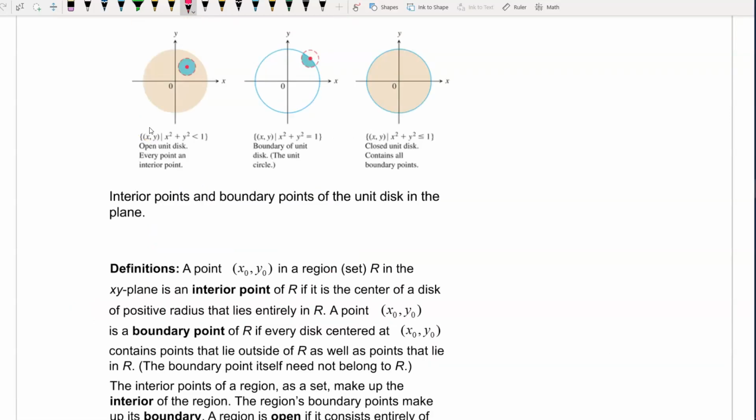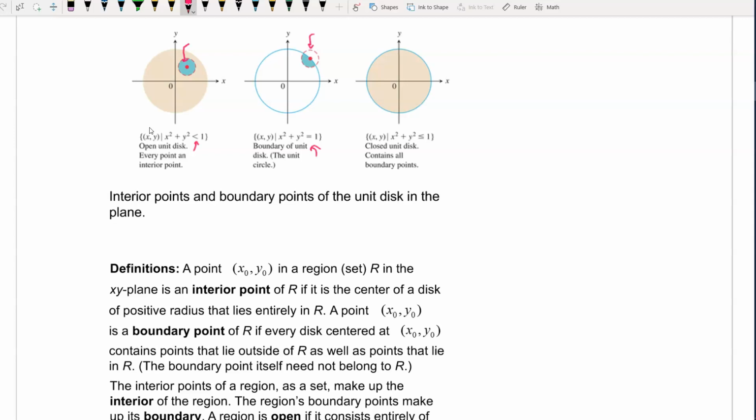Now here on this part we have a circle, and we have this set x comma y where x squared plus y squared is less than 1. This is less than 1, which means we have the open unit disk, and every point is an interior point. For example, we have this point here inside. Now on this part we have x squared plus y squared equal to 1. For example, we have this point here, and that is a boundary point. So this is the boundary of the unit disk, the unit circle.